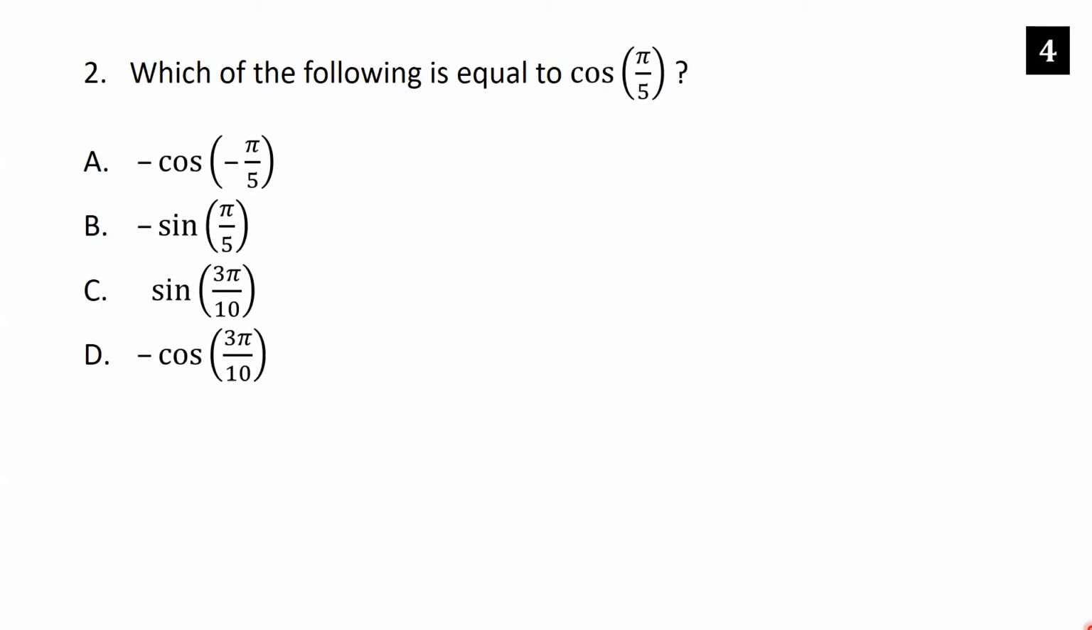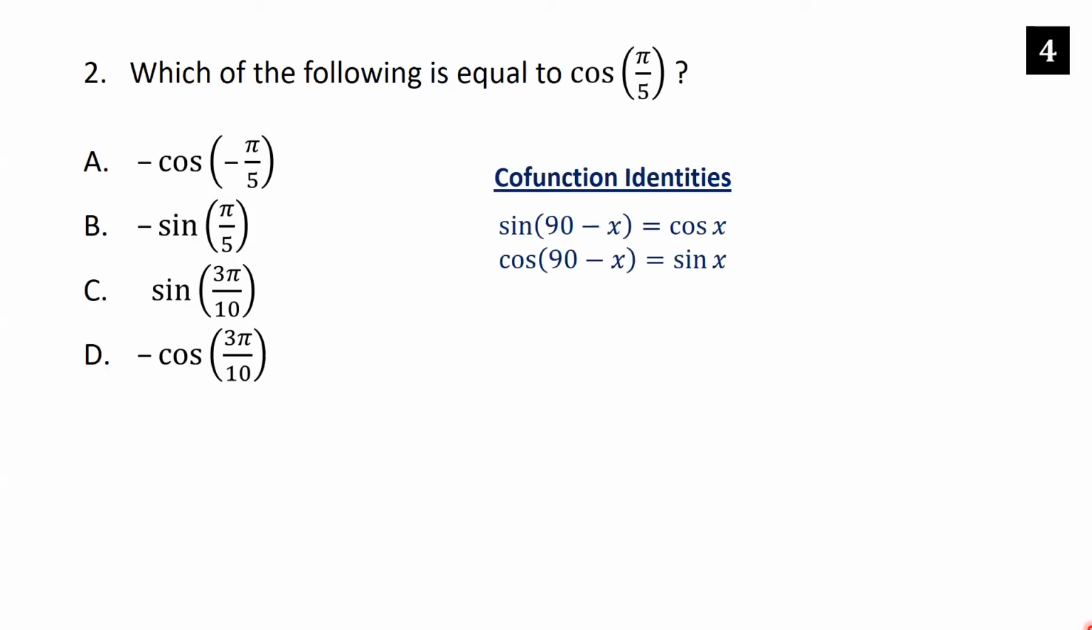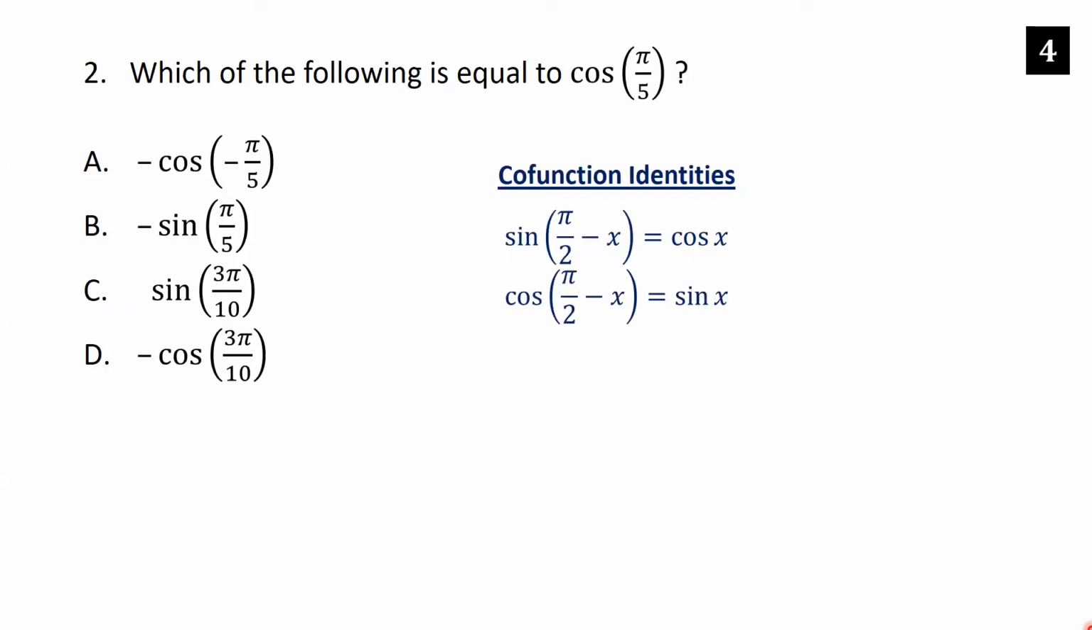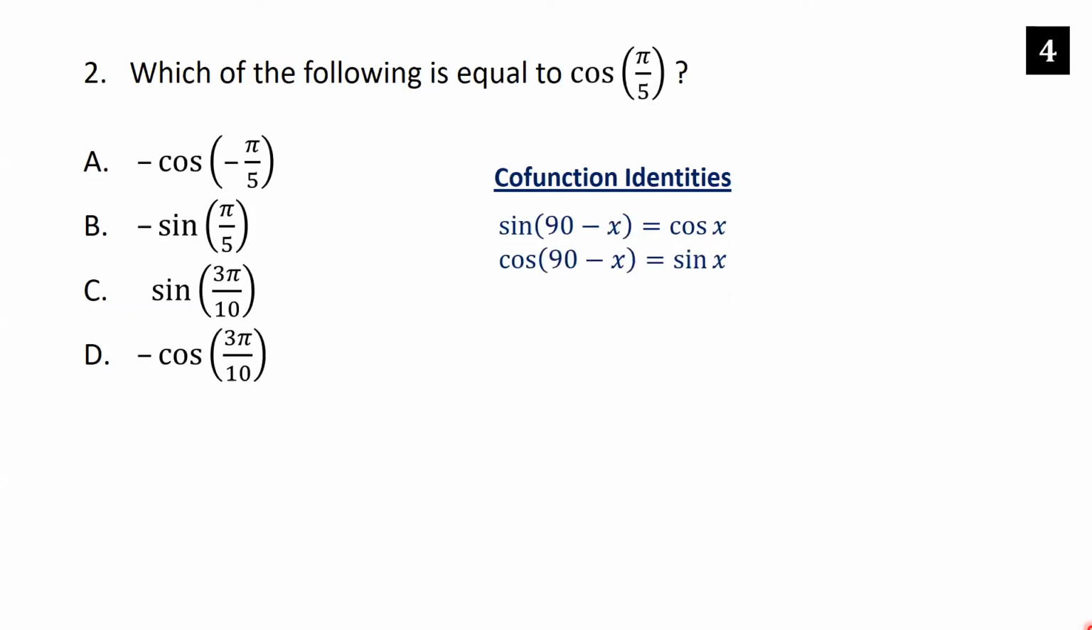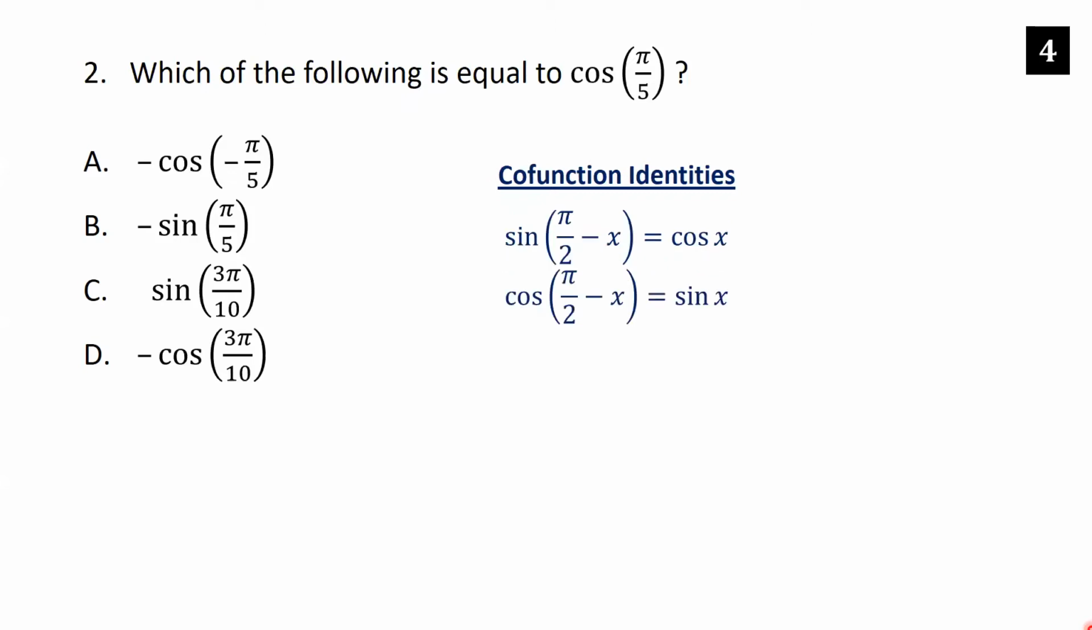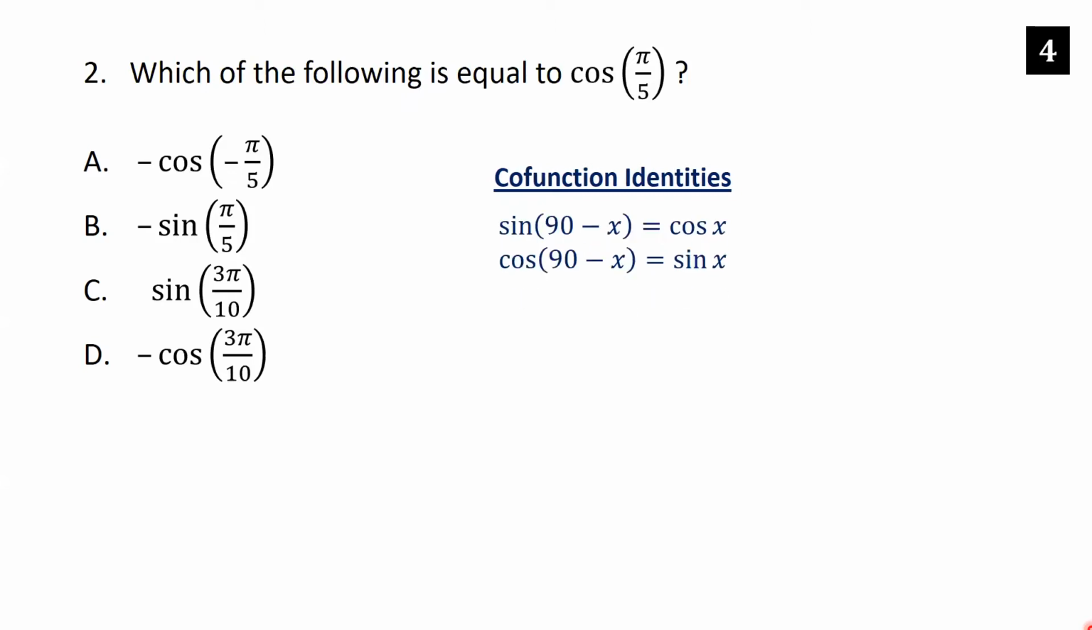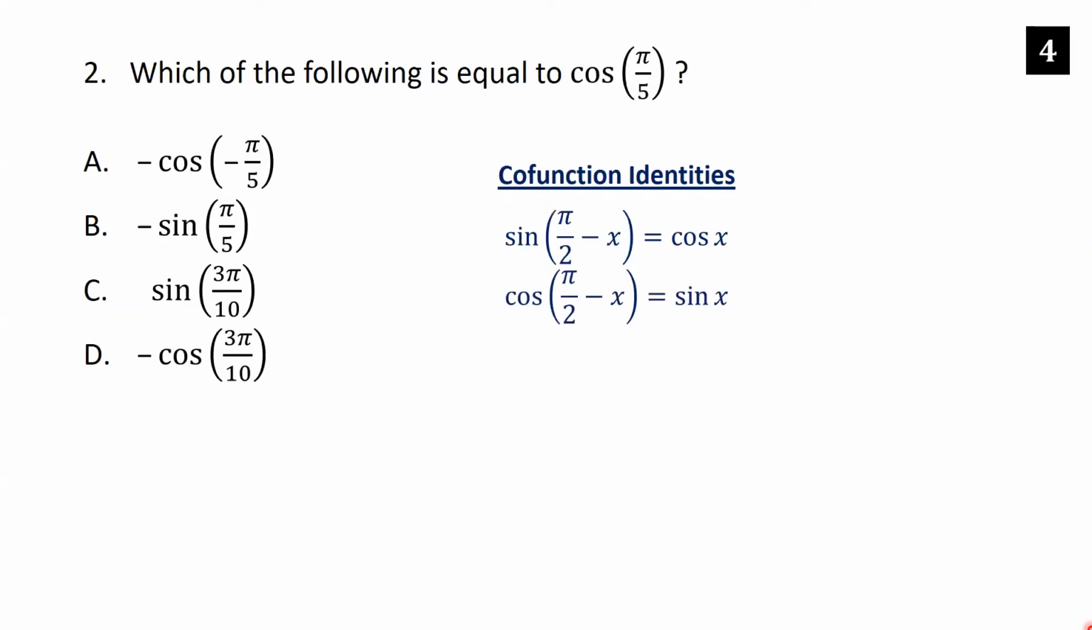Which of the following is equal to cosine of pi over 5? Okay, this looks pretty difficult when you look at it, but if you know your cofunction identities, you could do this pretty quickly. Notice I'm going to rewrite the cofunction identities in radians instead of degrees, right? So 90, I'm going to replace by pi over 2 radians. 90 degrees is pi over 2 radians.